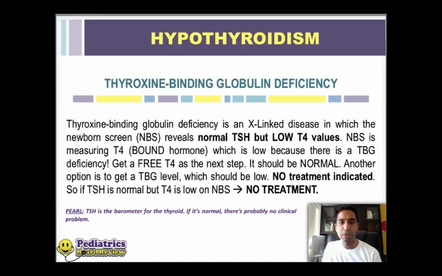In terms of a pearl, the TSH is your barometer for the thyroid. If it's normal, there's probably no clinical problem. If it's abnormal, it means that you have to do some further digging.